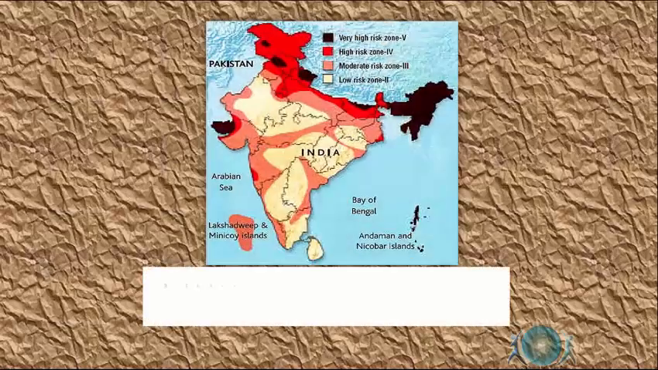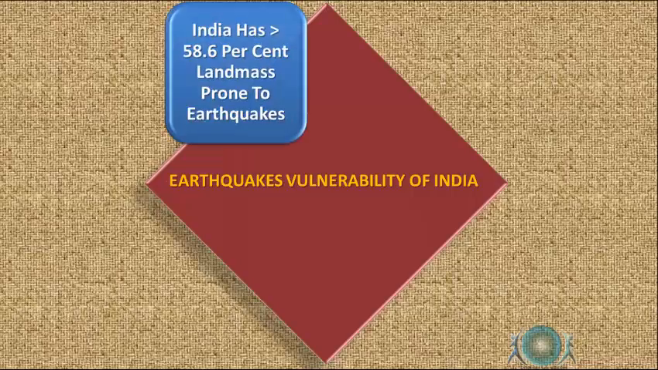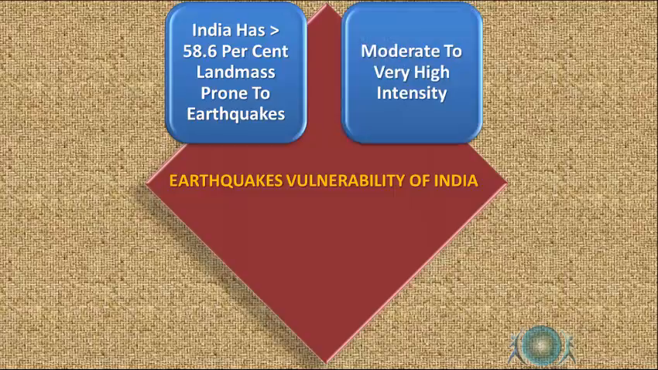Now we move on to the third topic, that is the earthquake vulnerability of India. India has more than 58% of the country's landmass which is prone to earthquakes, and it ranges from moderate to very high density. That is according to the Vulnerability Atlas of India 2006.